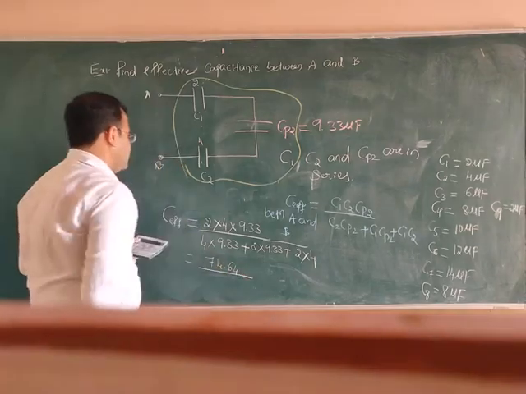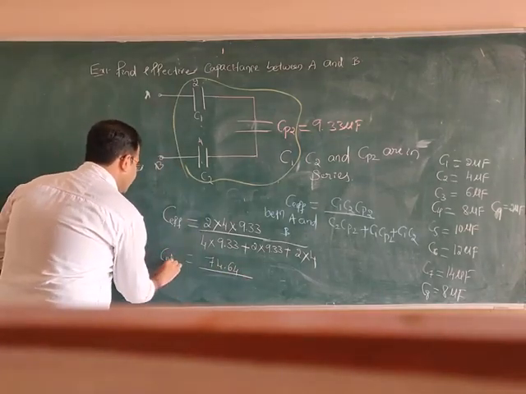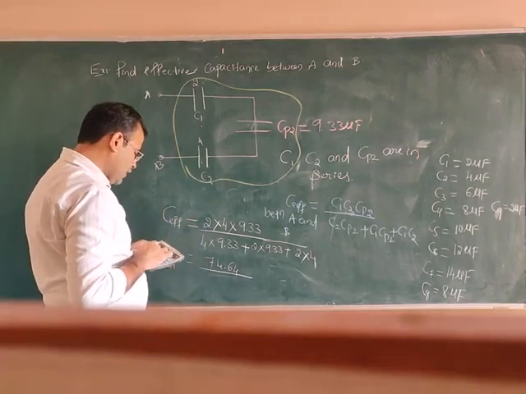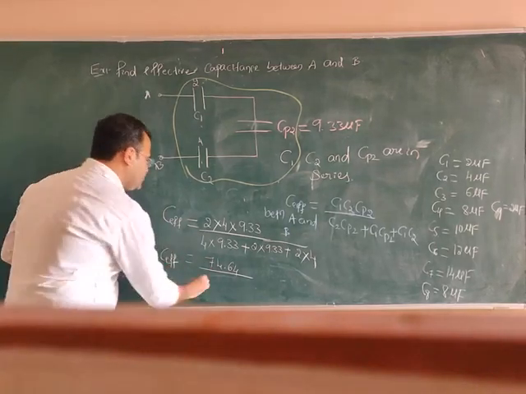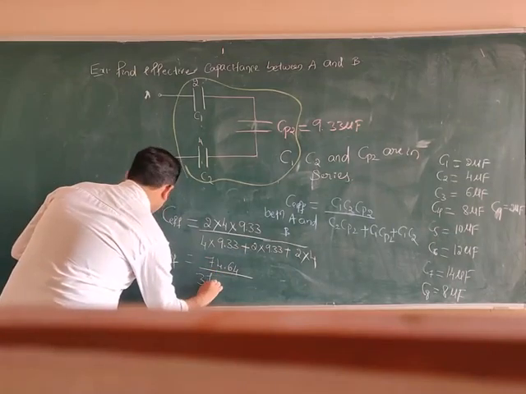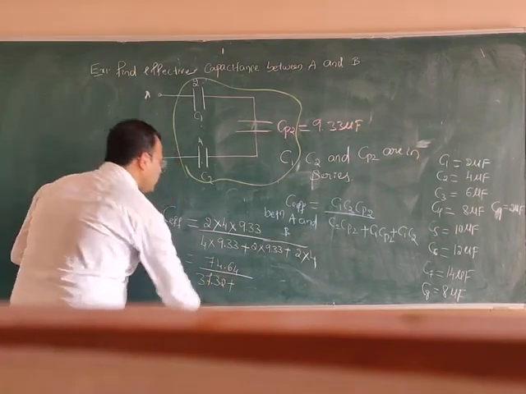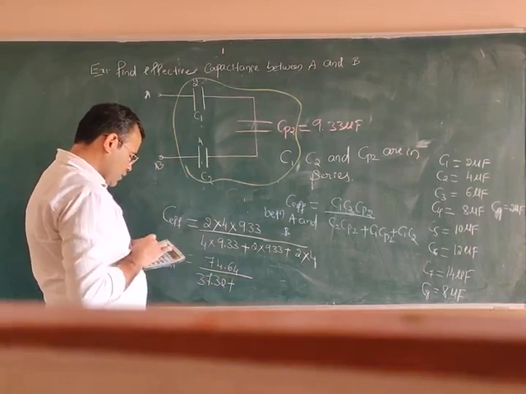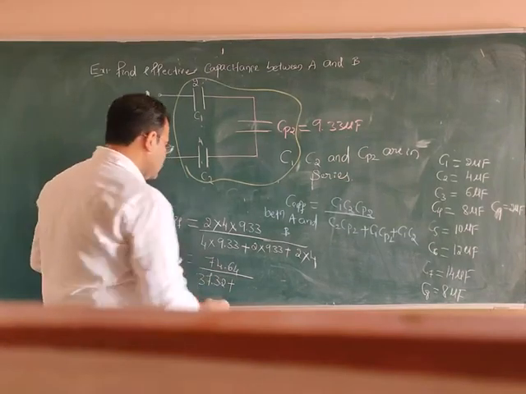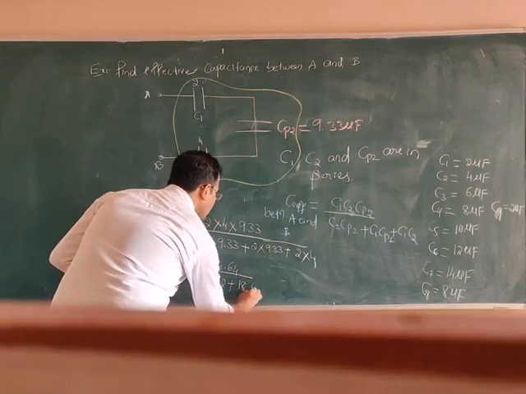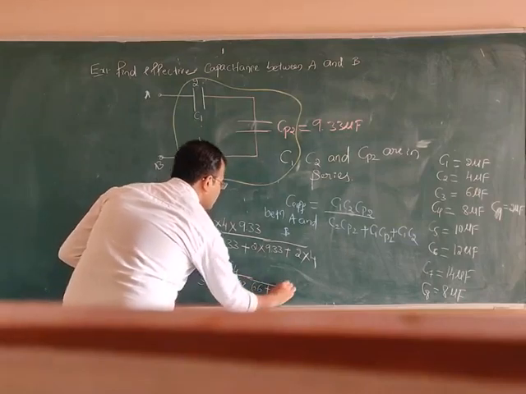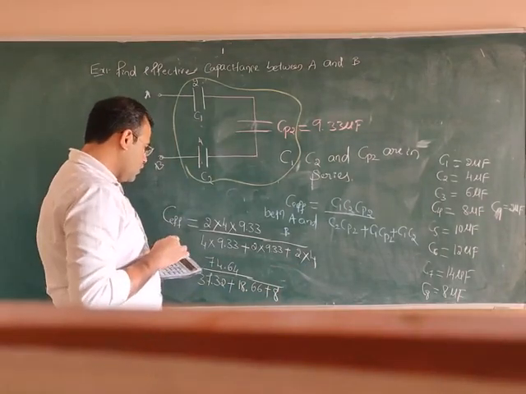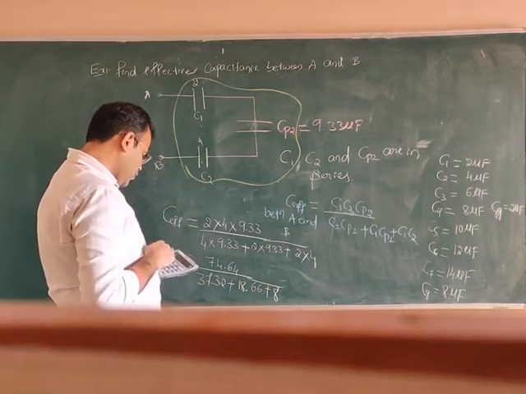So this is 74.64 divided by, so this is the C effective value, divided by 9.33 into 4. So this value is 37.32. Again 2 into 9.33, so this is 18.66 value, plus 8 value. So I will just add all these three, 37.32.